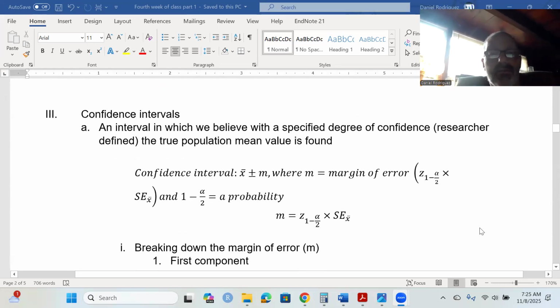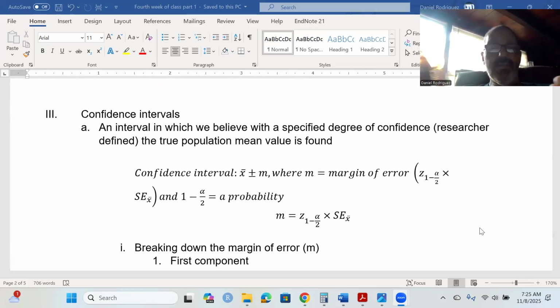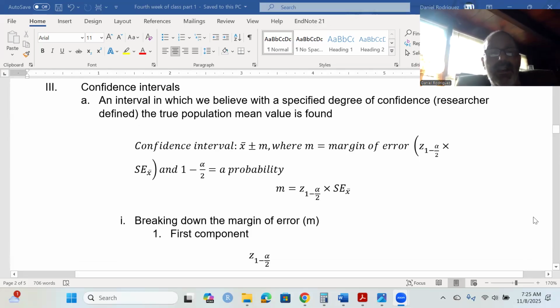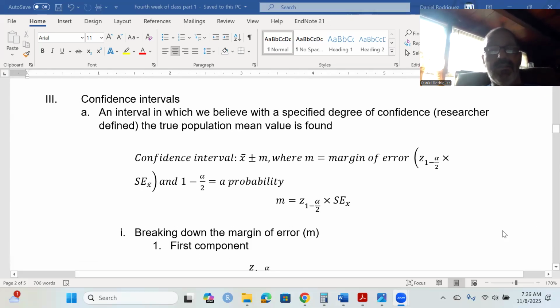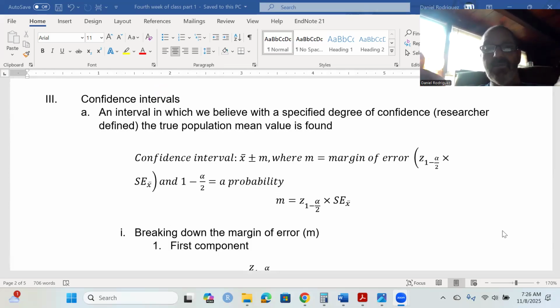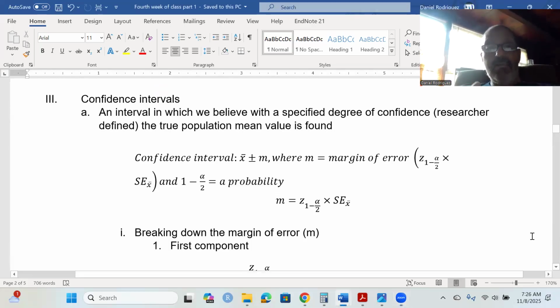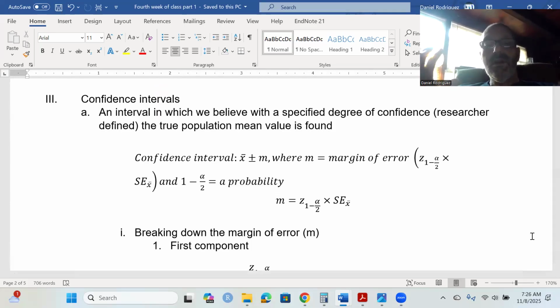So one of the things we like to do is calculate confidence intervals. We usually calculate intervals of certain levels of confidence, like maybe a 95% confidence interval. But anyway, a confidence interval is an interval in which we believe with a certain degree of confidence that we'll find the true population mean value. Again, we're estimating population means from sample means. Our estimate is what we call a point estimate because it represents one point, right?